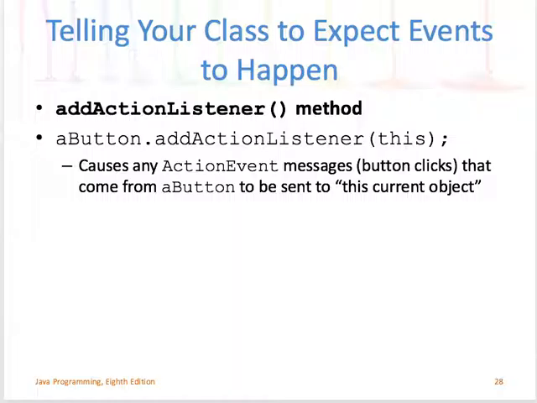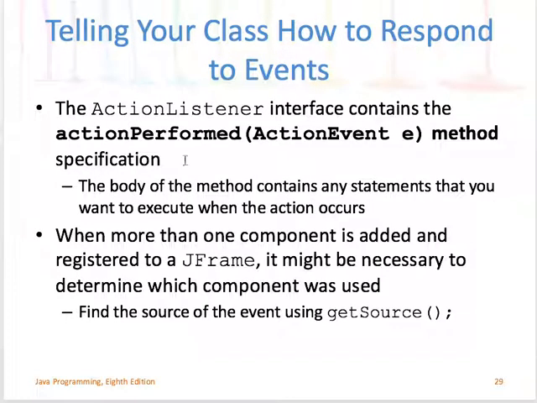Moving on here. The addActionListener method. A button dot addActionListener(this) causes an action event message, the button clicks that came from a button, to be sent to the current object. So just like when you need to add the JTextField or the label, same thing here. We need to let the addActionListener know that when that certain button is chosen, we need to do something about it. One more. Okay, we'll skip this.